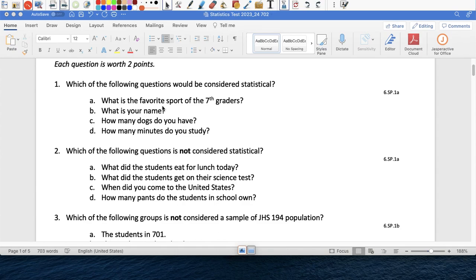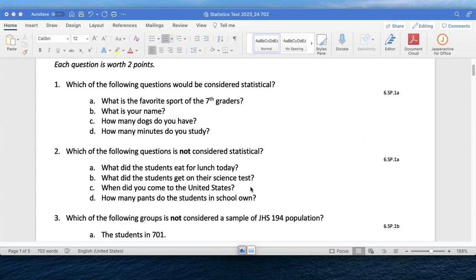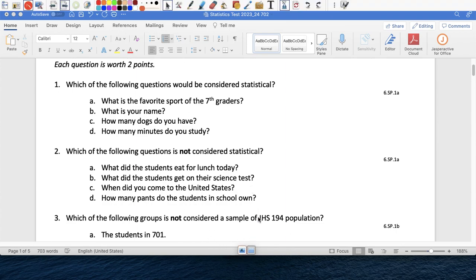Go over the review sheet. And I guess I can do it in English because it will be translated. So, first question says, which of the following questions would be considered statistical?